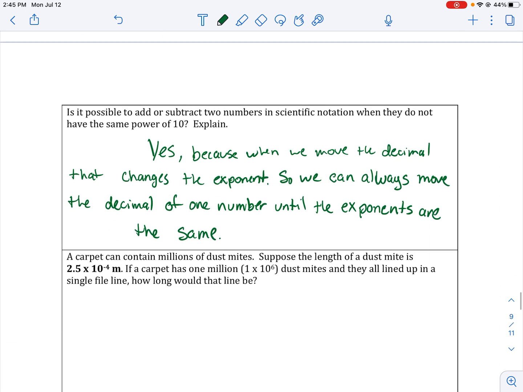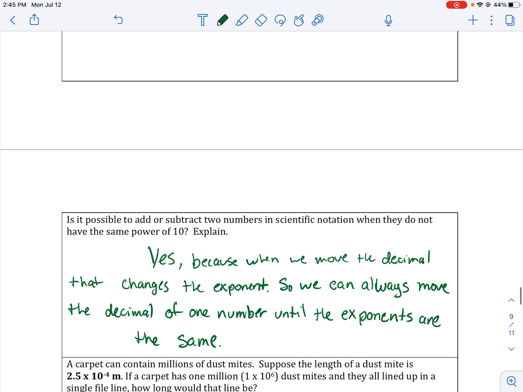Okay, now, is it possible to add and subtract numbers in scientific notation when they do not have the same power of 10? Yes, this is possible. Because when we move the decimal, that changes the exponent. So we can always move the decimal of one number until the exponents are exactly the same.